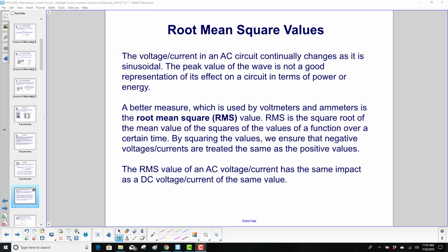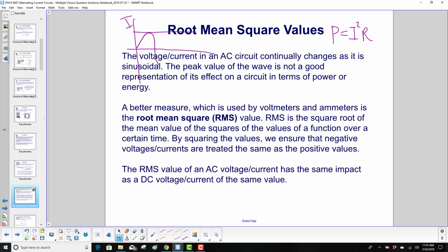The voltage and current in an AC circuit continually change as they are sinusoidal. The peak value of the wave is not a good representation of its effect on a circuit. And why is that? Well, let's say power is equal to IV. Well, we'll deal with I squared R. So we want to find the power delivered by a circuit. If you have a DC current, there's your current. You just square I and multiply it by R.